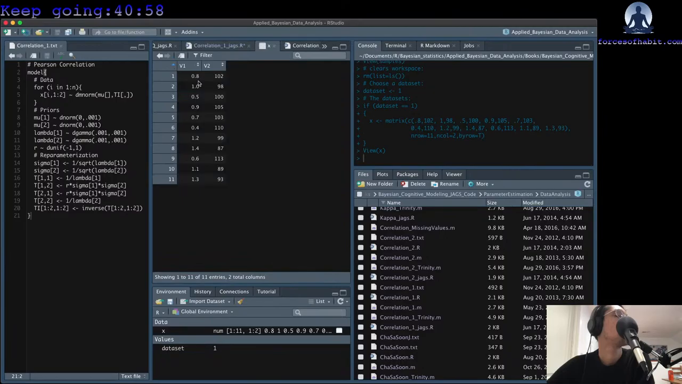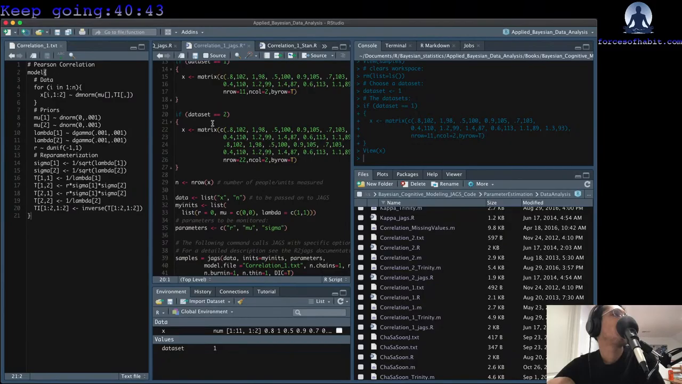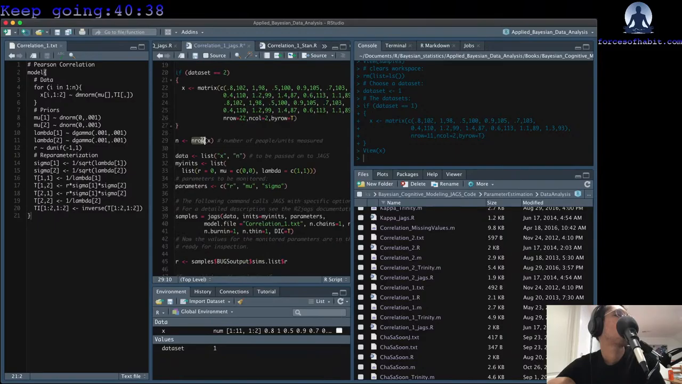Here's the data set. These are verification scores, I would guess. These are IQ scores. Cool. We have two data sets, it looks like. This is our first source. Number of units being measured, and 11 folks. We're interested in these variables.